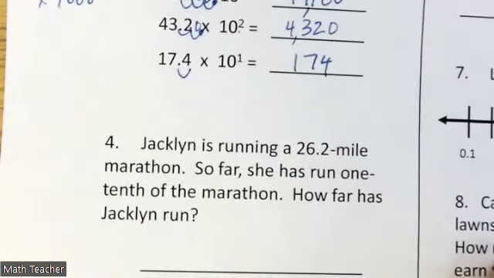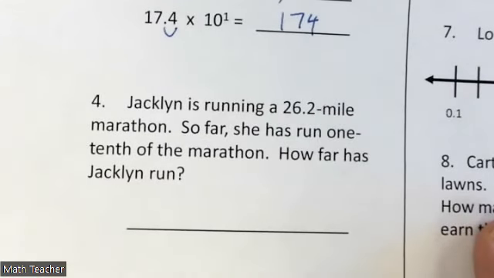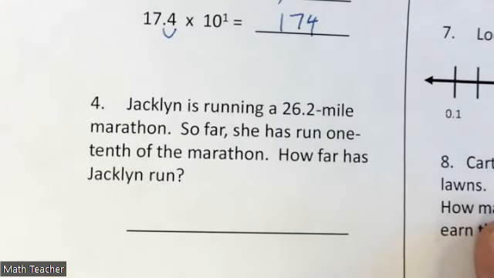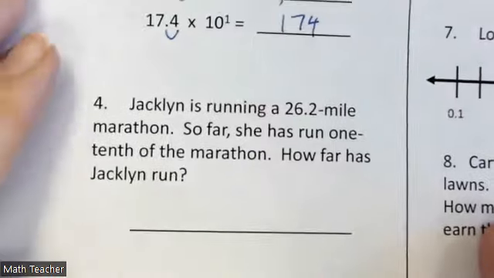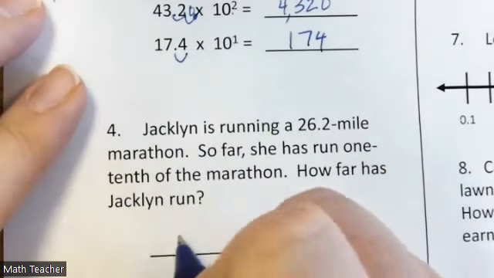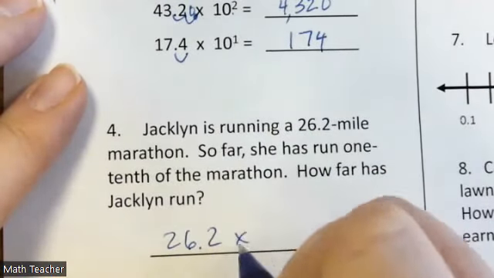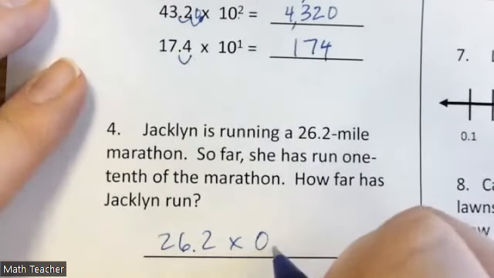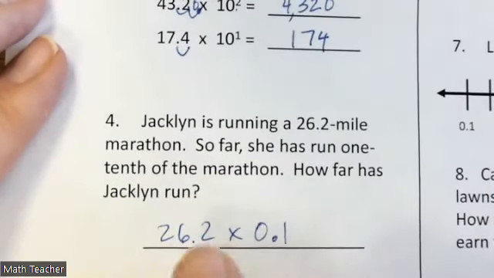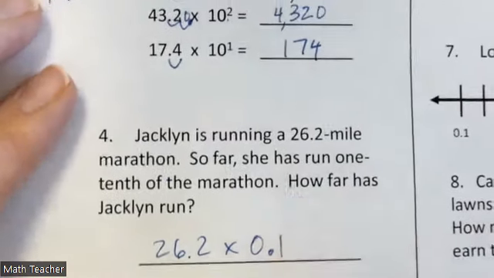Number 4, Jacqueline is running a 26.2-mile marathon. So far, she has run 1/10 of the marathon. How far has Jacqueline run? So this is 26.2, okay, times 1/10, because we want 1/10 of 26.2. So we're multiplying by 0.1.